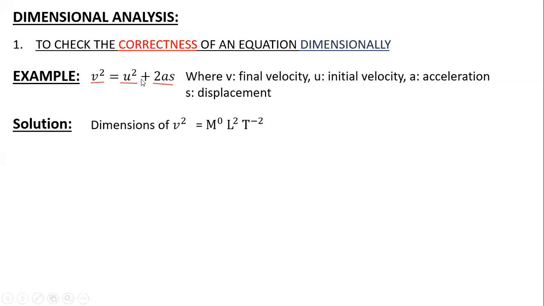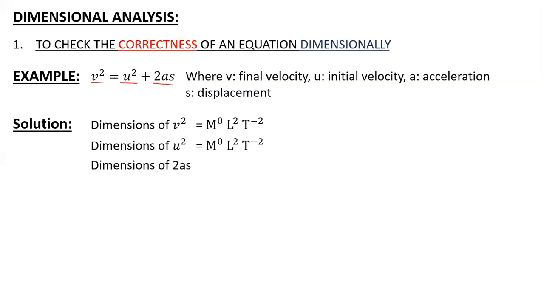Next term is U square. Again, if I go for the dimensions of U square, U is your initial velocity. The unit for initial velocity is meter per second, or L1 T minus 1. If I square it, that will become L2 T minus 2.